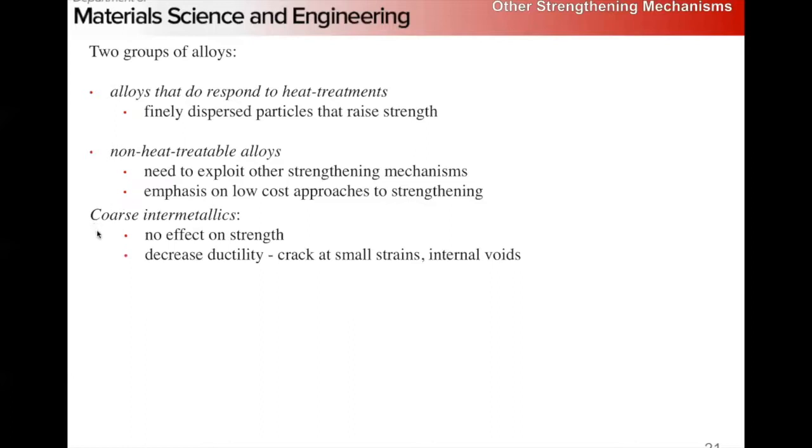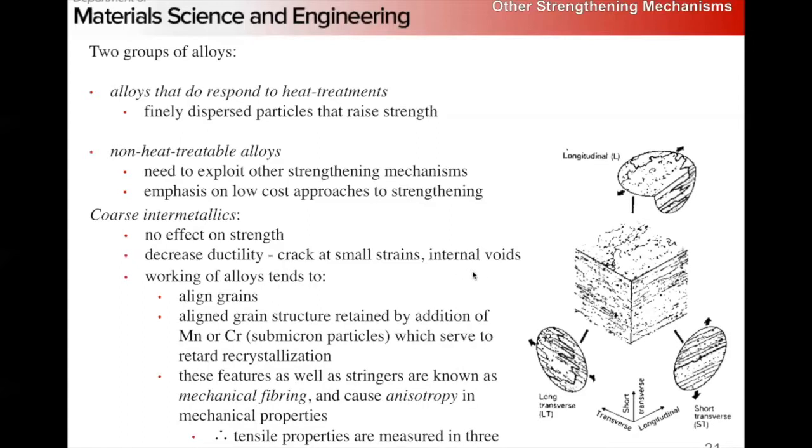Okay, so our first thing that we want to consider is coarse intermetallics. Very little effect on strength. I'll even say no effect on strength. However, they strongly decrease the ductility. These can crack at small strains, leading to internal voids, right?